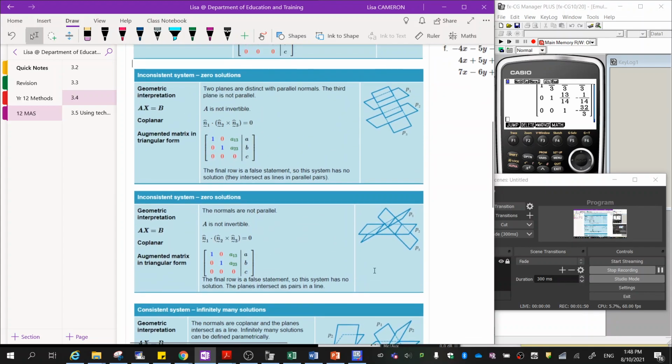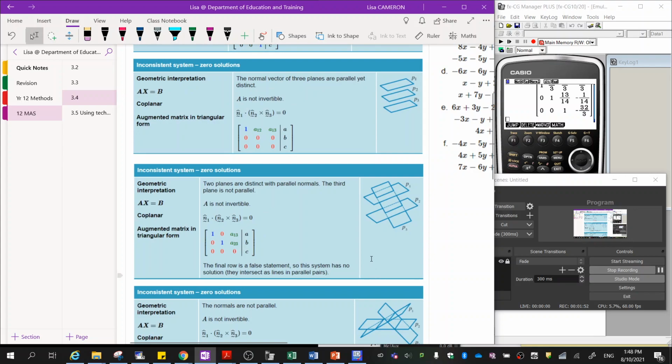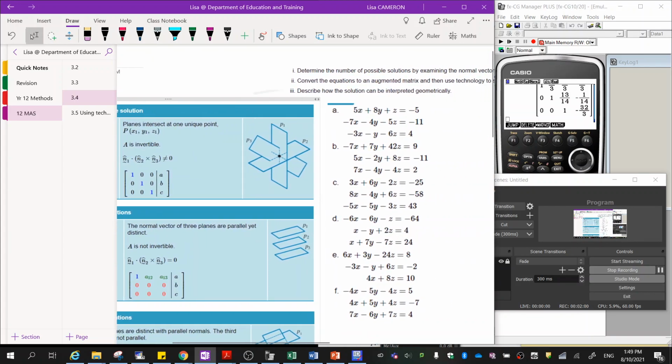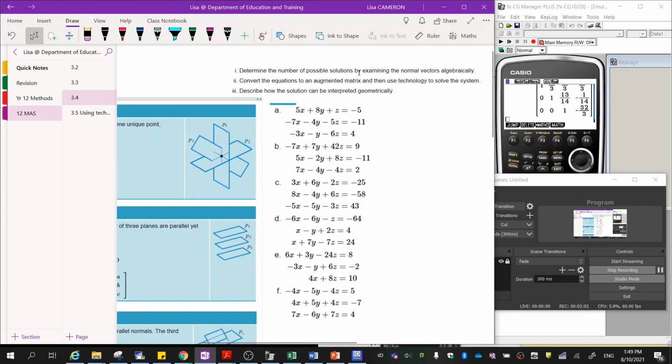So we're now going to test a couple of different matrices to see which one it aligns to when we're talking about its geometric interpretation. This is question 12 from the textbook. Determine the number of possible solutions by examining the normal vectors algebraically. Convert the equation to an augmented matrix and use technology to solve the system, and then we're going to describe how that solution can be interpreted geometrically.